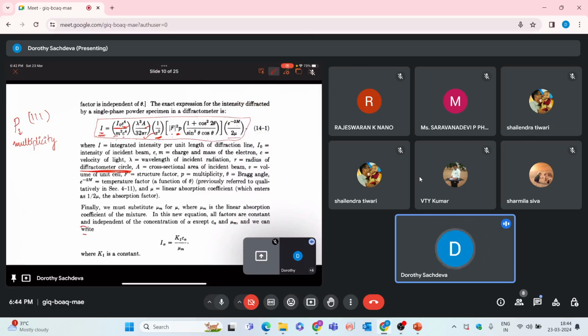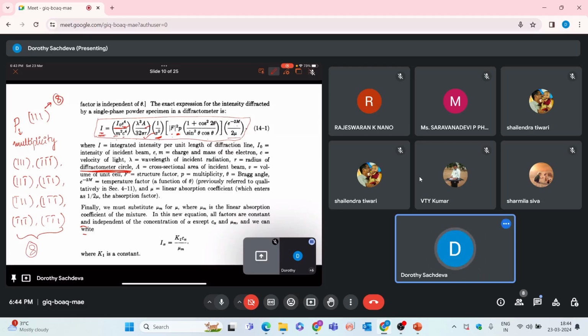Like for 111, yes, it will include all the family like 111, 11 bar 1, 1 bar 1 1, 1 bar 1 bar 1, bar 1 1 1, or 1 bar 1 bar 1, bar 1 1 bar 1, or bar 1 bar 1 1. So these are all planes, a total of 8 planes. All of these are included in the family of this one plane, so this plane has a multiplicity factor of 8.